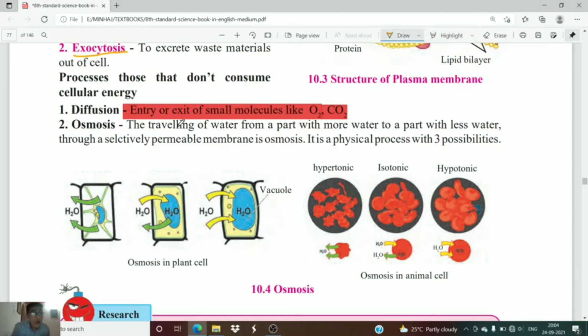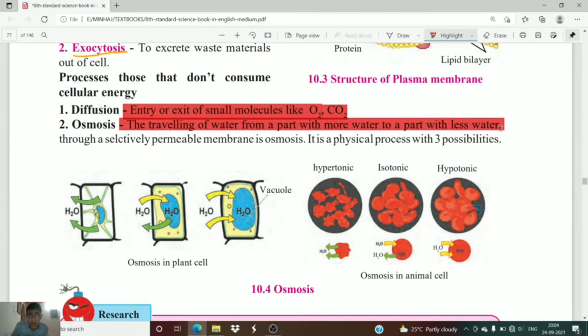Another process is osmosis. Now, the traveling of water from a part with more water to a part with less water through a selectively permeable membrane is osmosis. What is the definition of osmosis? You can see here, the traveling of water from a part with more water to a part with less water, through a selectively permeable membrane is called osmosis.